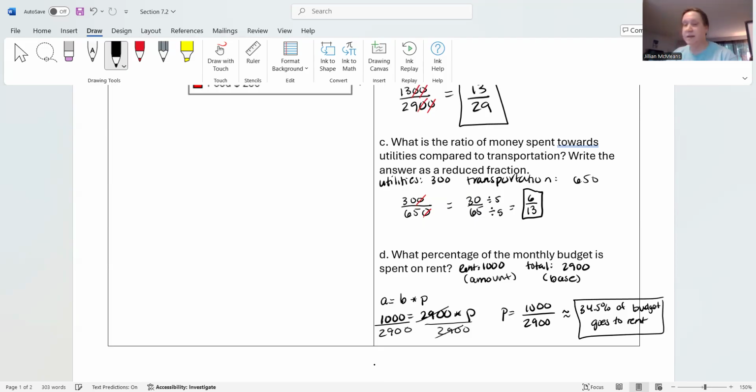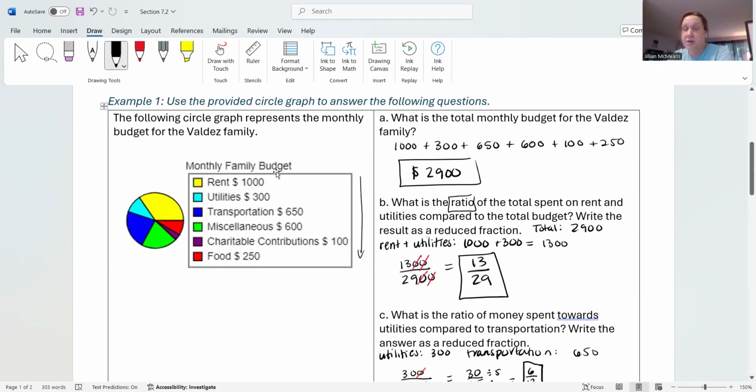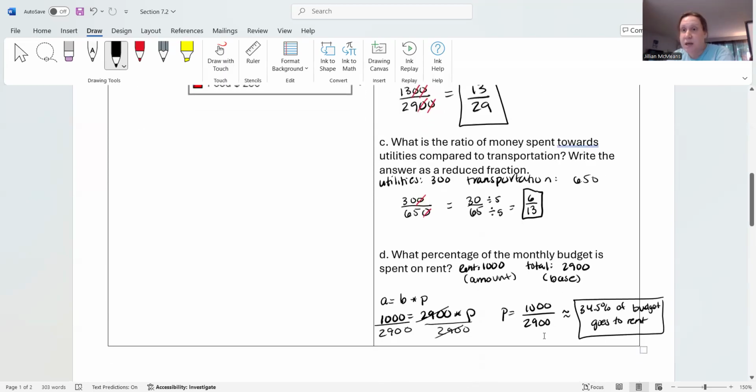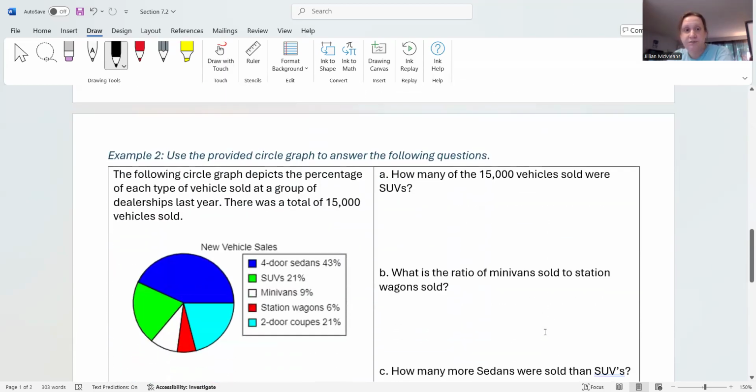And that kind of makes sense if you think about the whole budget. Our whole budget was not quite $3,000 a month, and 1,000 of it goes to rent, so that's about a third. So it makes sense that our percentage here would be a little over 33%. Okay, so that's a really, really super basic circle graph and how you can pull some information from it. Okay, let's go ahead and look at one more example, and then we'll call this section done.